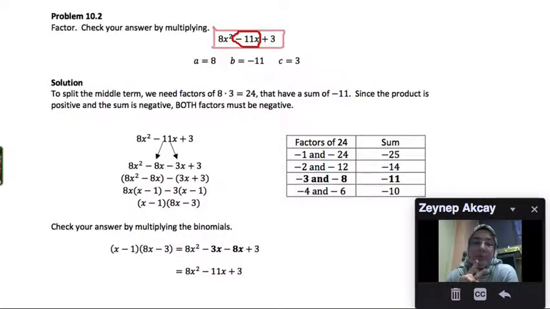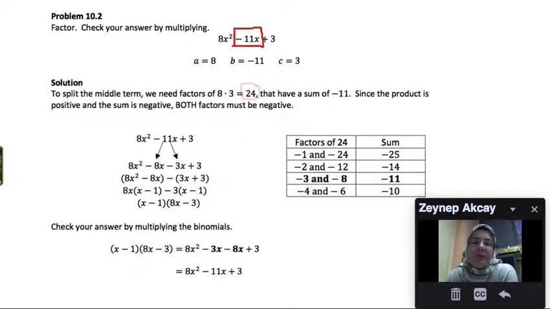So those 2 numbers are the factors of the number 24, which is obtained by multiplying 8 and 3, the first and the last coefficients. So we find the grouping number 8 times 3, which is equal to 24. And we need 2 numbers that are factors of 24, whose sum will be equal to the middle term. So they will add up to negative 11, the middle coefficient.